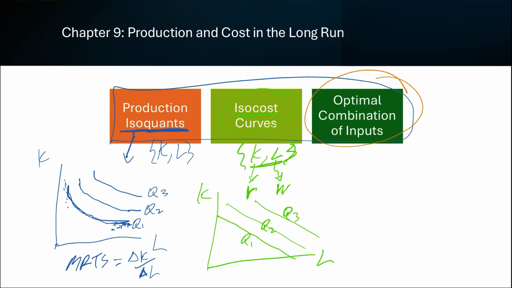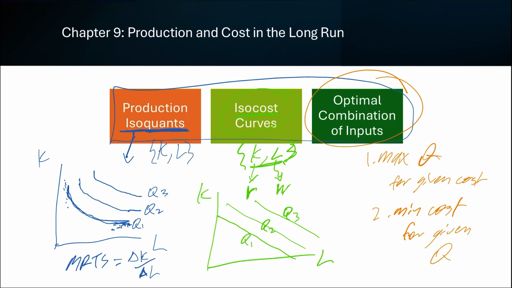And so what we're going to do is do something pretty similar to what we did with optimal consumption. We're going to combine these two, and we're trying to think about one of two things. We could think about maximizing our quantity for a given cost, or we could flip this problem around and think about minimizing our cost for a given quantity. Either one should get you the same thing, but we're going to have this sort of tangency condition that we saw with the optimal consumption before.